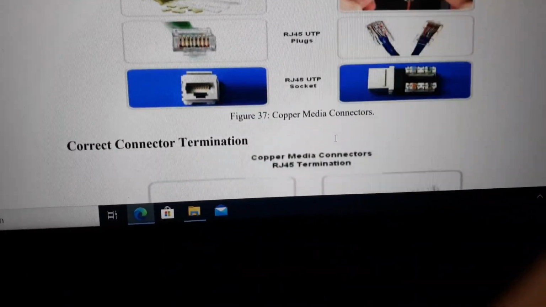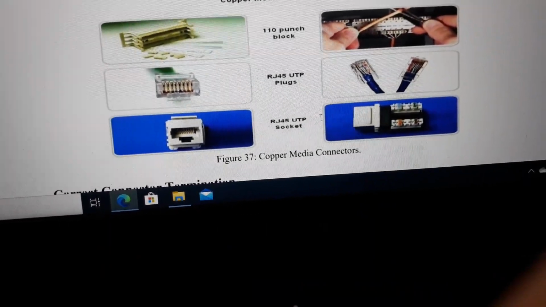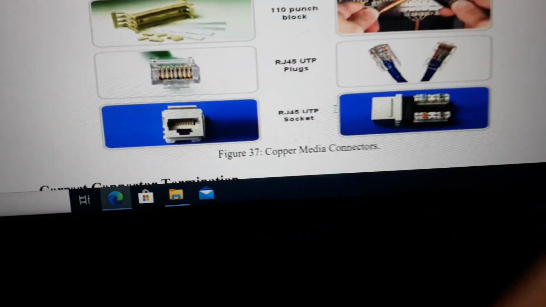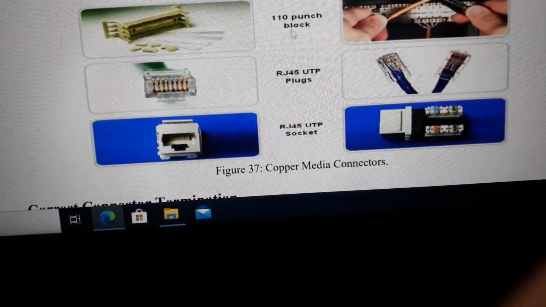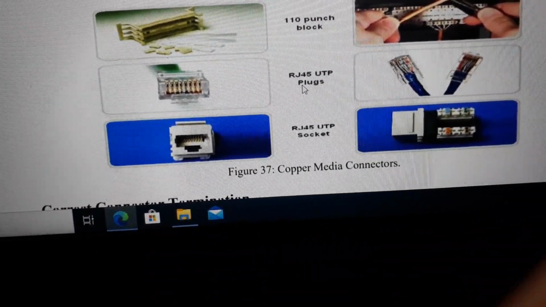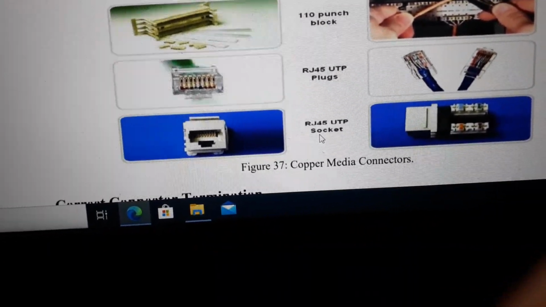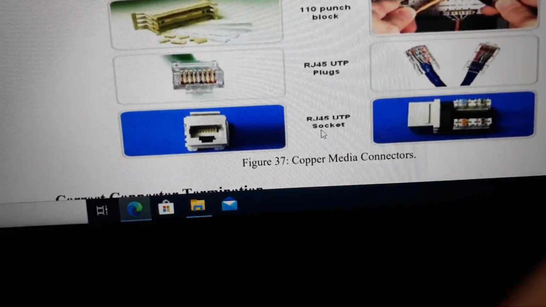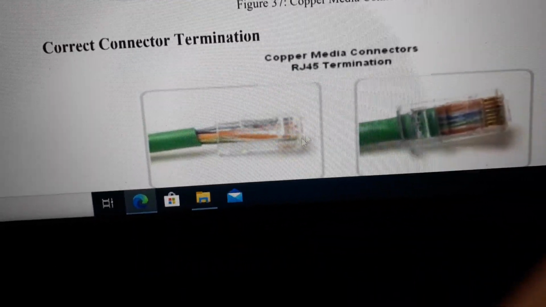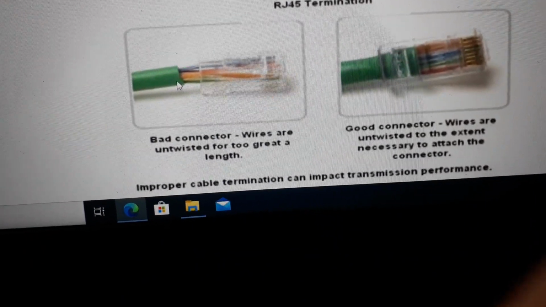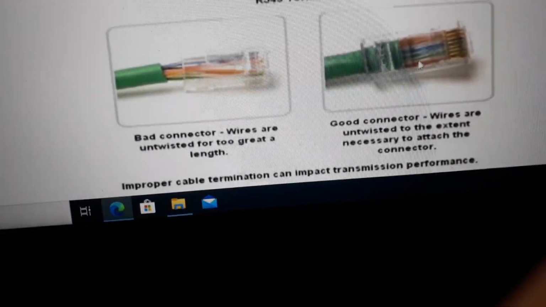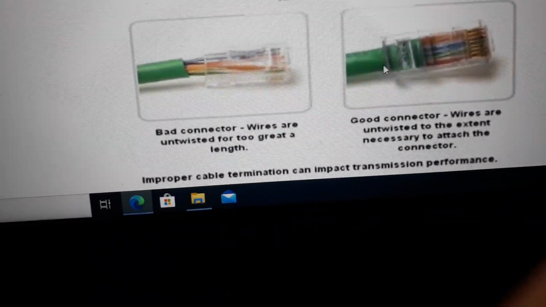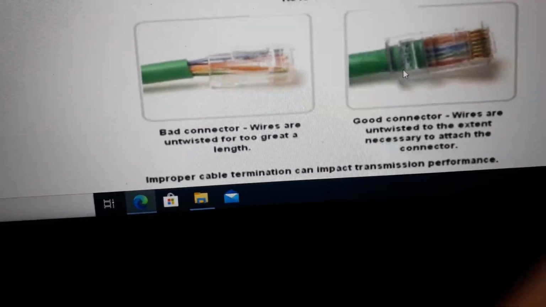At the end here are also connectors, types of connectors for copper media. Here 110 punch block, RJ45 UTP plugs, RJ45 UTP socket. Here is a bad connector because of the gap between the cover and wire. This is a good connector because it protects completely.